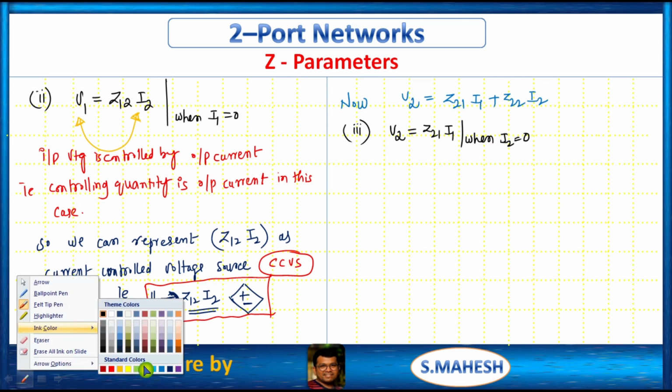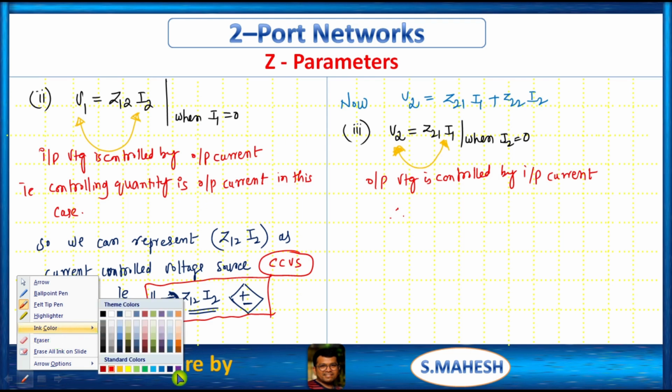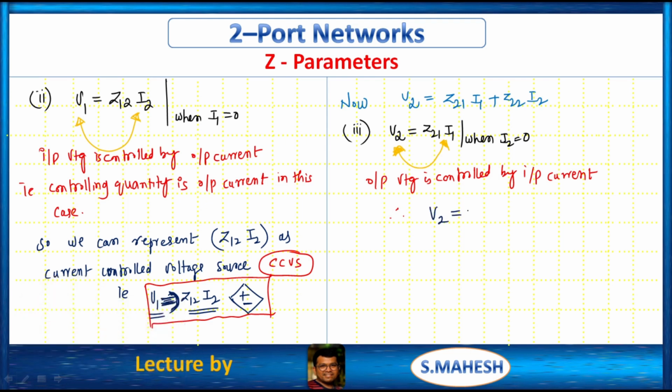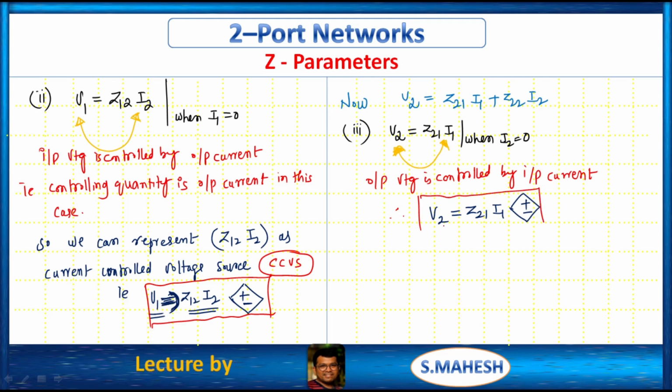In this case, what is happening? Output voltage is controlled by input current. Therefore, we can represent it with V2 equal to Z21 I1. We can represent it like this, right? Plus minus like this. Okay. This is also a current controlled voltage source, CCVS.